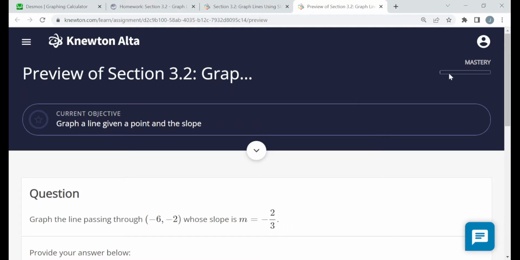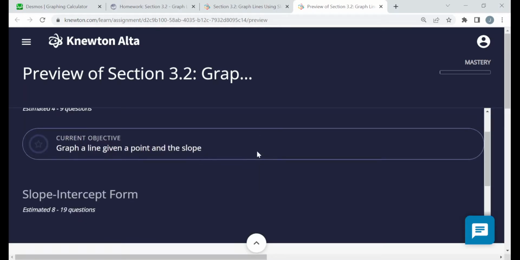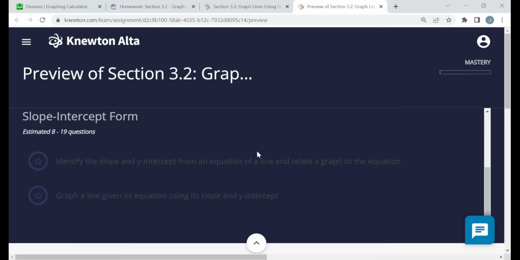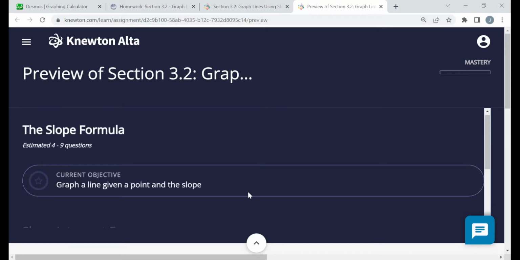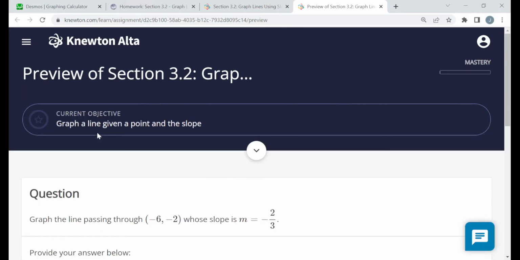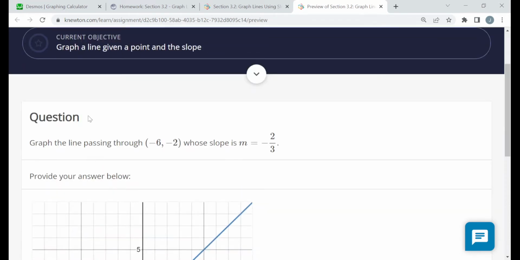On these pages, in the upper right corner, you should see the mastery bar, which tells you how far along you've gotten. You have a current objective. Underneath this, if you click on the down arrow, you can see all the objectives for this assignment. It looks like there are 3 of them. And under the current objective, you will see a question related to that objective.